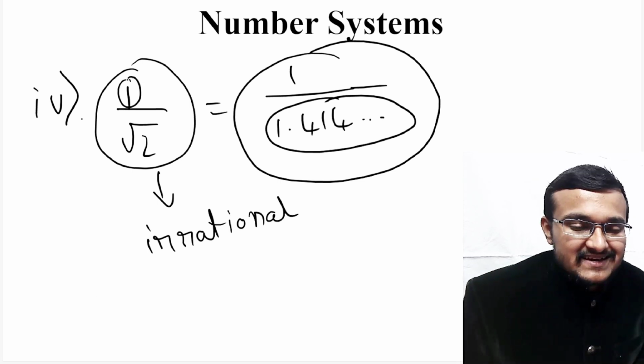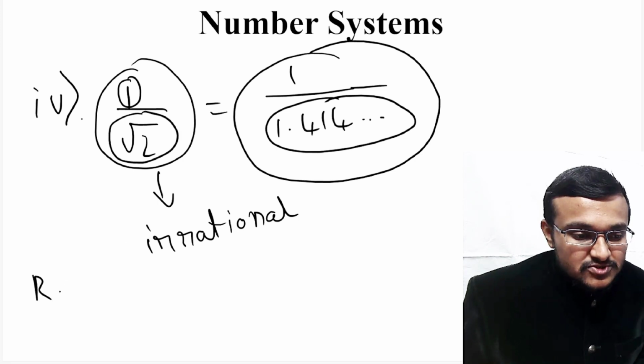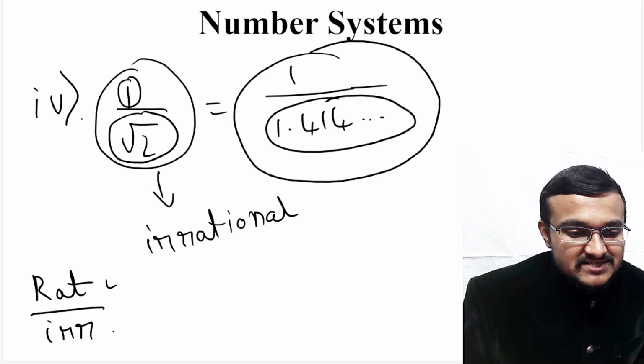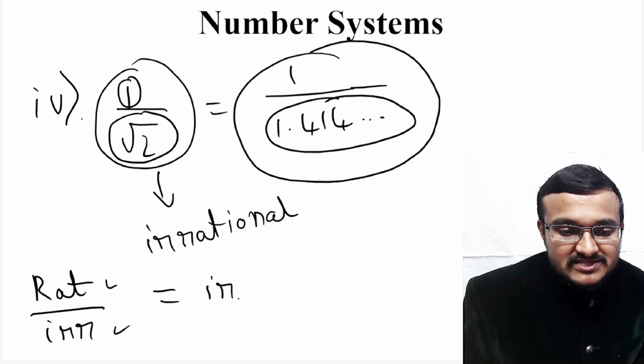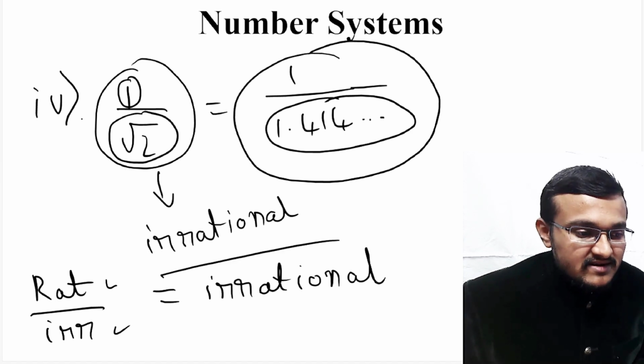Because here you can clearly see 1 is a rational number and root 2 is an irrational number. So that means you are performing an operation between a rational number and an irrational number. So a rational number divided by an irrational number will always give you an irrational number. So that's why 1 by root 2 is an irrational number.